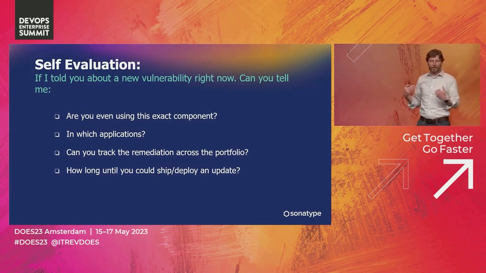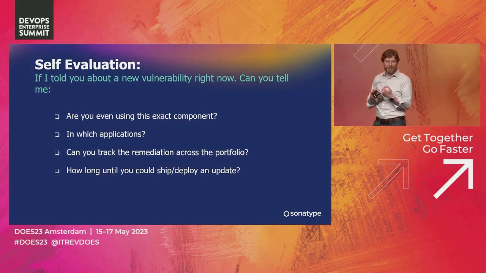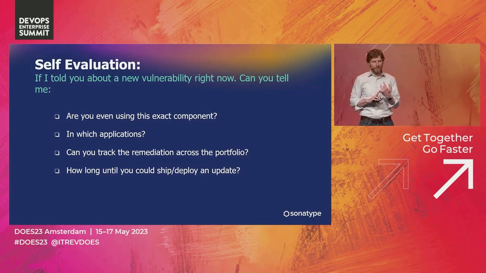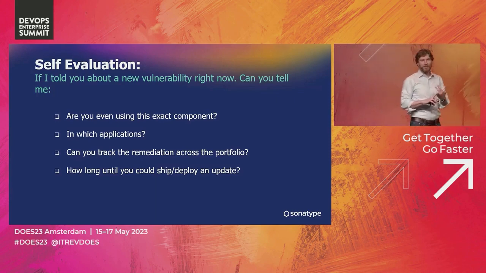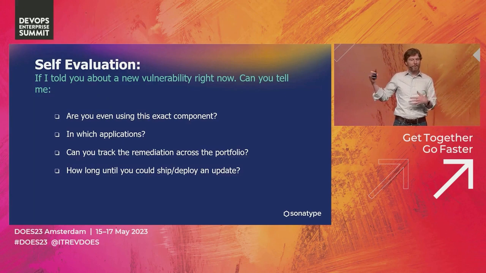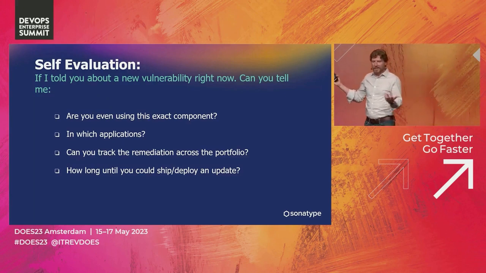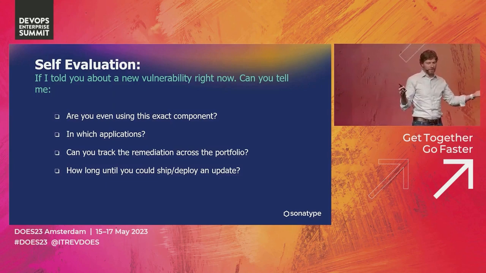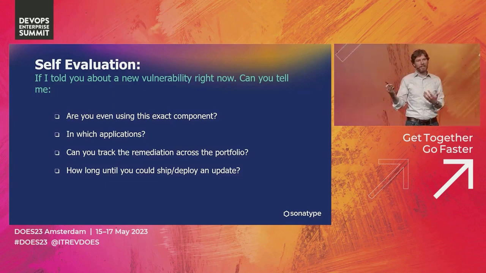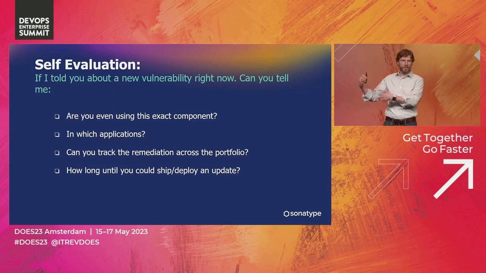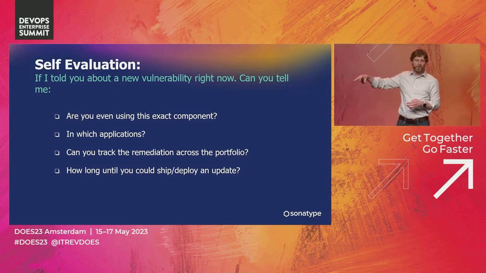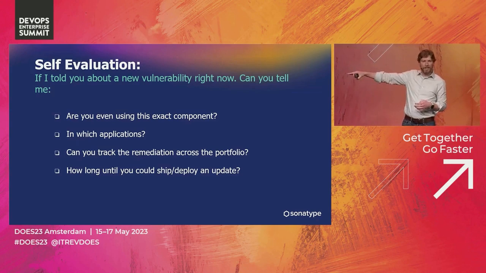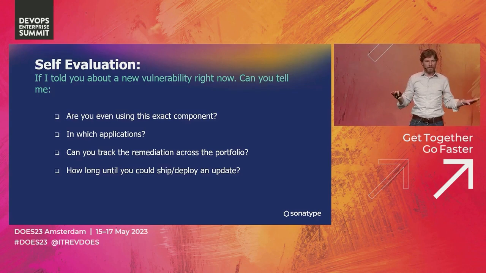So just think about your organization and think, if I told you about a new vulnerability right now, could you tell me, are you even using that component? Which applications are you using it in? Can you track remediation as you go to start fixing that? Can you track that remediation across your portfolio? And how long will it take you to get to the point where you've shipped and deployed an update that fixes that, right? If you can answer yes to all of those and you have a quick timeline for the fourth bullet, then you're in a good position with respect to everything that's being discussed.